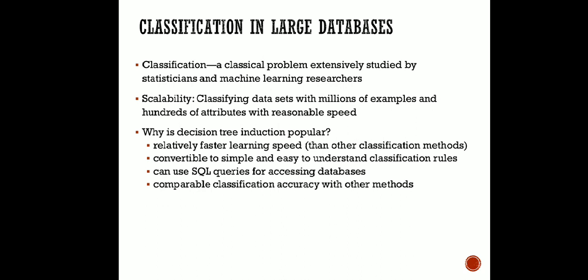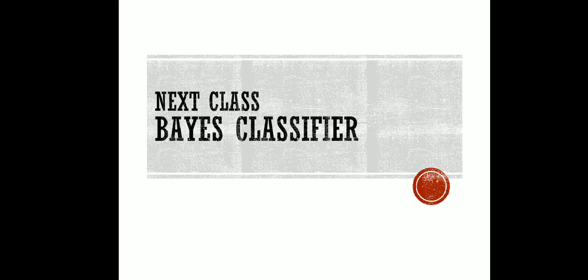And why is the decision tree popular? For this reason: it is a relatively faster learning algorithm, and it can be converted to simple and easy to understand classification rules. It can be used for SQL queries, and it has comparable classification accuracy with other methods. It is accurate, but still we are going to learn other techniques as well. So in the next class we are going to learn one more technique called Bayes classifier. Thank you.